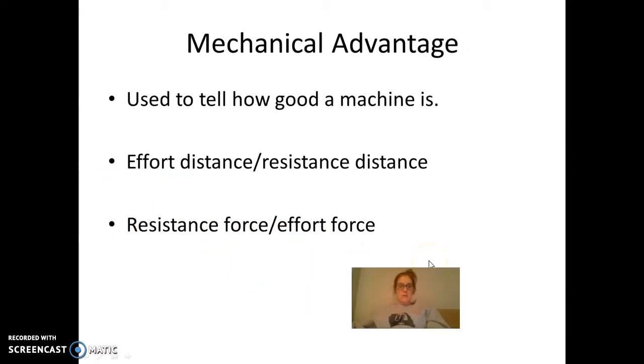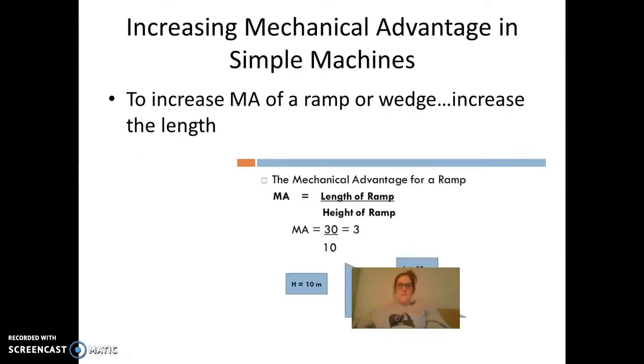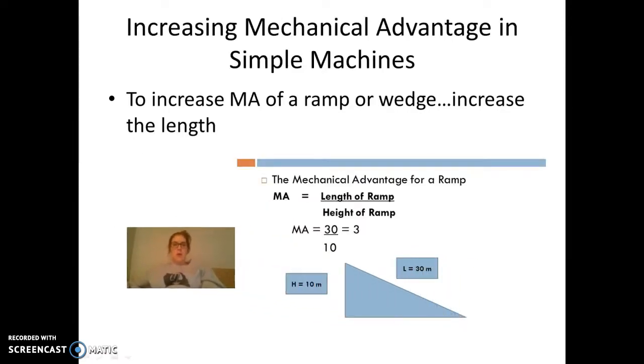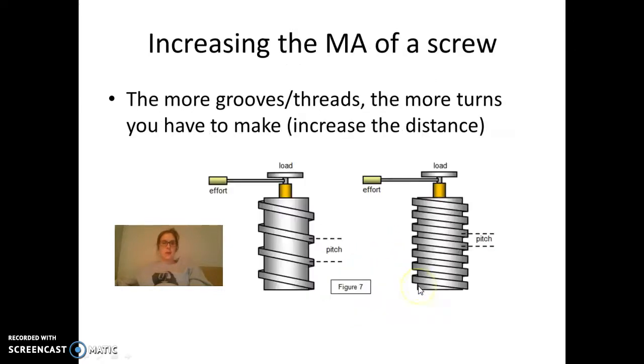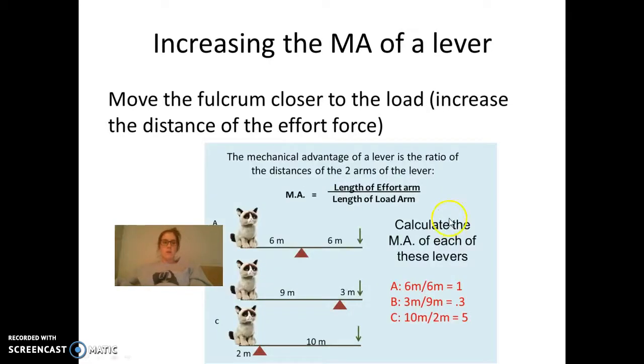Mechanical advantage tells us how good a machine is. And very quickly, if you are talking about a ramp or a wedge, in order to increase the mechanical advantage, you want to increase the length of the ramp or the wedge. The length would be here. Your height's going to stay the same. If you're talking about a screw, you would need more threads, which means you're going to turn it more times. Again, you're increasing the distance and decreasing the force.